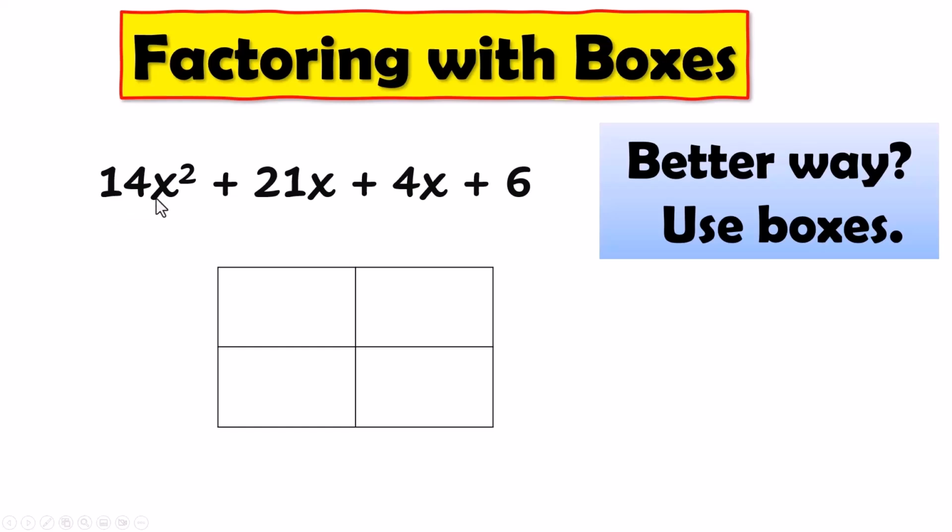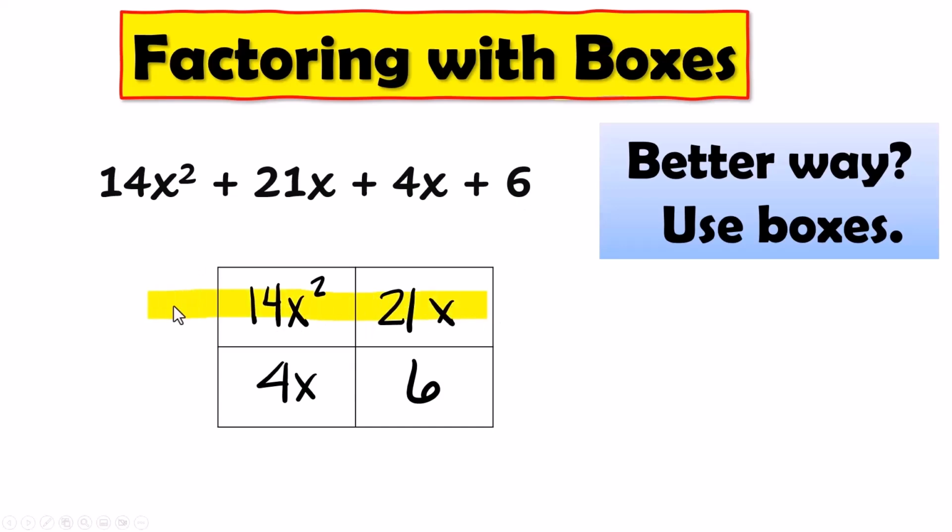All right, first thing you do is you copy all the terms of your polynomial into the boxes in order going from left to right, top to bottom. So 14x squared goes in the first box, 21x goes in the second box, 4x goes in the next box, and 6 goes in the last box.